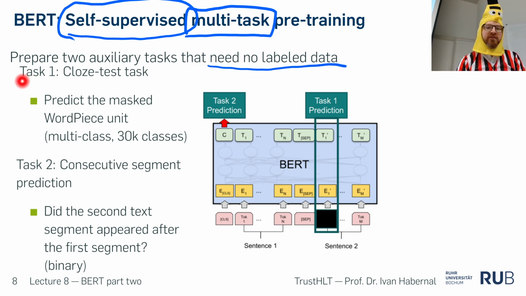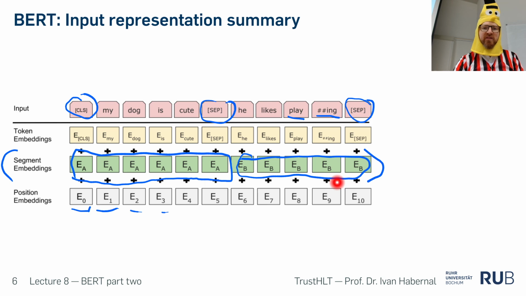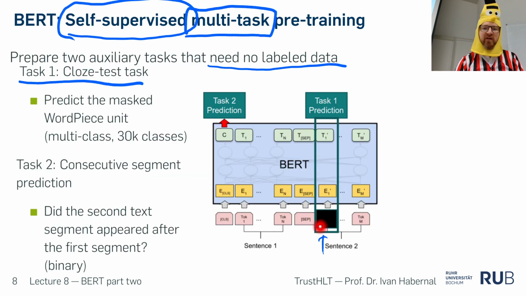Task one is a cloze task: we take a word, randomly picked. What was the sentence? My dog is cute, he likes playing. Maybe we randomly take the word he, and we mask this word. From these embeddings, we want to predict the missing word. It's like fill in the gap. It's sort of like language modeling, because in language modeling you have a sequence of words and you want to predict the next word. Here, you have a sequence of words, left and right, and you want to predict the middle word.